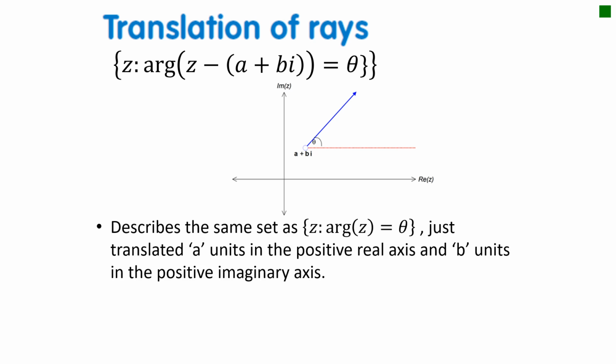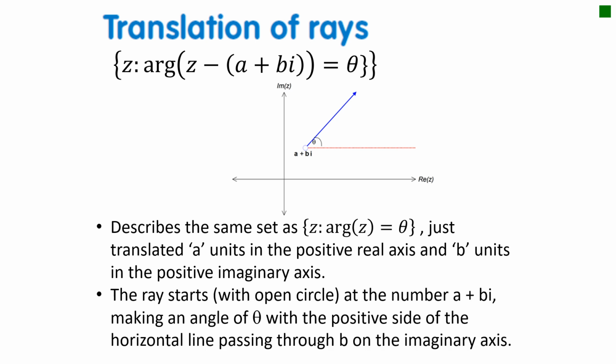So it describes essentially the same thing as saying all complex numbers Z such that its argument is set to that particular value, theta, but involving a translation of A units in the positive real axis and B units in the positive imaginary axis.